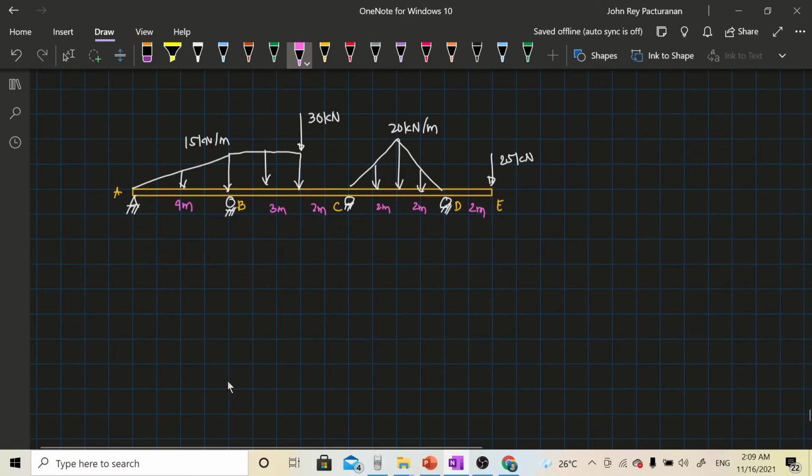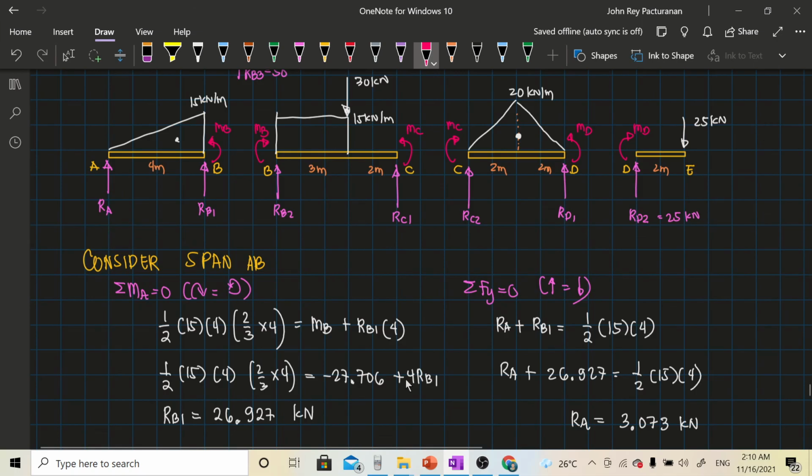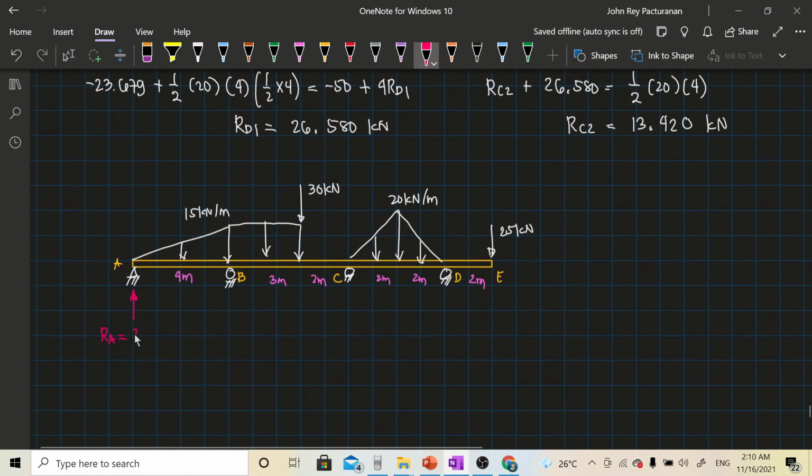So, ngayon, ang gagawin natin, hanapin na natin yung reactions. So, halimbawa, for A natin, ang RA dito, well, of course, wala naman ibang RA. Nasa span 1 siya, and that is 3.073 kilonewton. Okay? So, 3.073. Nakalimutan ko pala yung 50 dito, no? Meron pa tayo ditong 50 kilonewton.